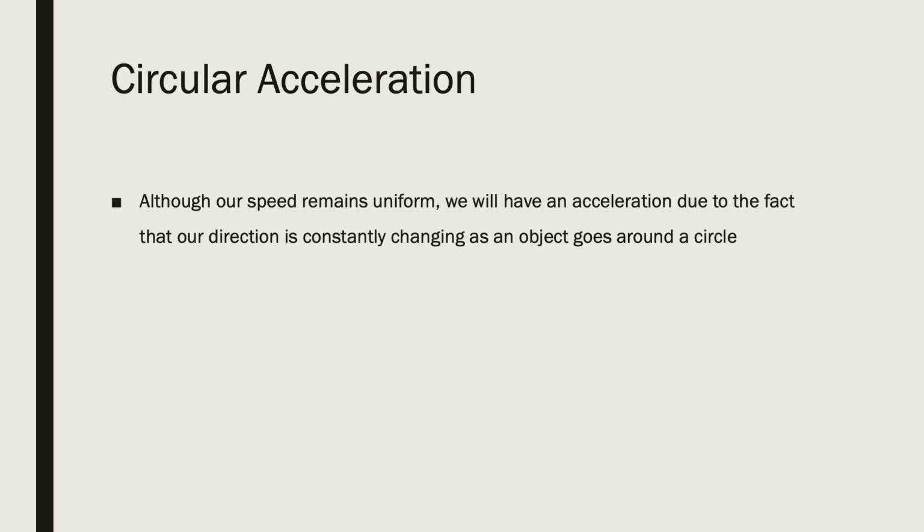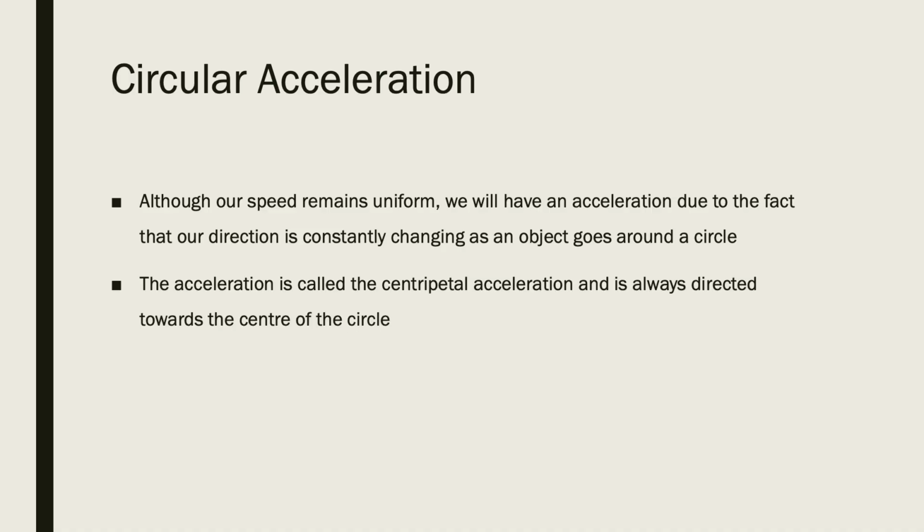For circular acceleration, even though our speed remains uniform, because we have a constantly changing direction, we have an acceleration. Now, this acceleration is referred to as the centripetal acceleration and is always directed towards the center of the circle. Our equation for this is: our centripetal acceleration is our speed squared divided by our radius.